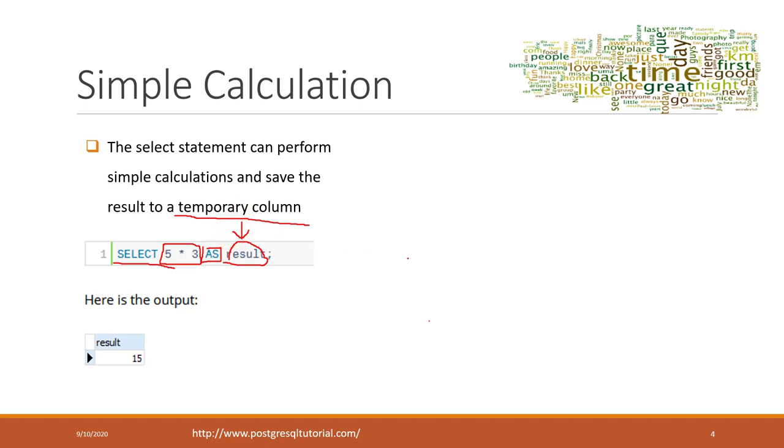And remember that it is temporary, so when you close your SQL editor, the result will not be saved into a database. If you do want to save that in the database, you need to use the other modification SQL statements. Okay, so here you can say I want select 5 multiply 3 as result, and now I have the result column which has just one row and the result is 15. Normally we don't use SQL to do those kinds of calculations. In most cases we use SQL to do calculations from the data.